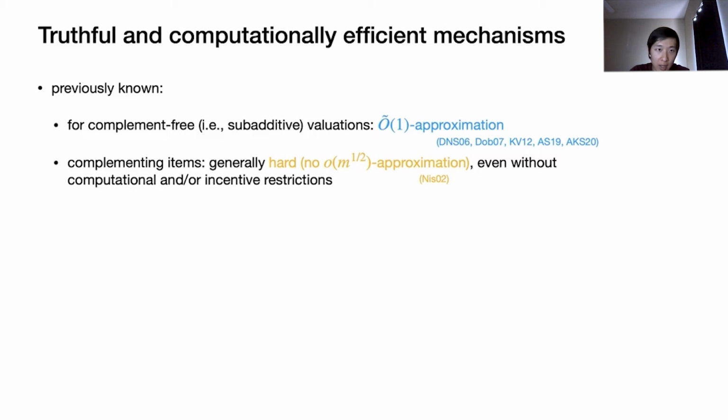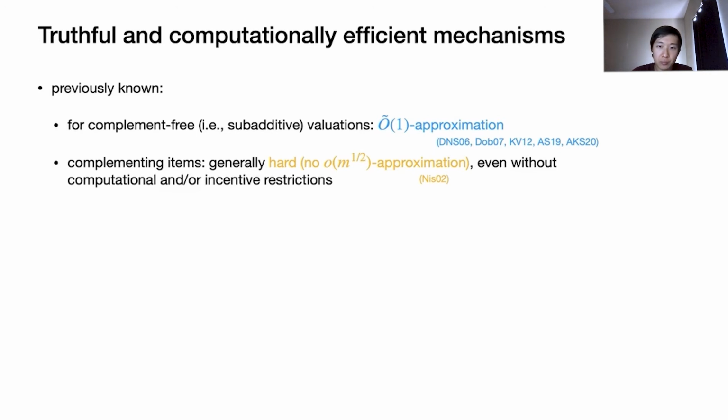And now let's come back to truthful and computationally efficient mechanisms. So here's what we know. For complement-free or subadditive valuations, we know that the problem can be solved efficiently if we allow a polylog m approximation ratio. But if items are complementing each other, then the problem is generally hard to solve. And in particular, there's no small o of square root m approximation, even without any computational or incentive restrictions. So the bound is based on communication complexity.